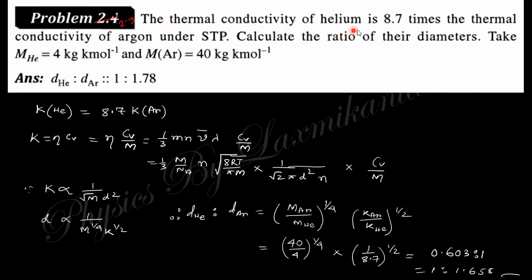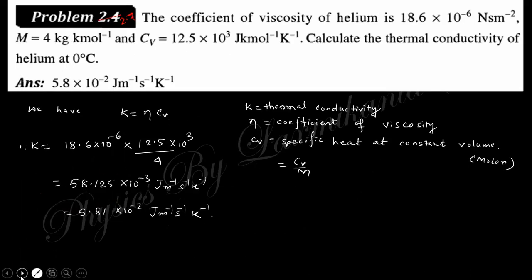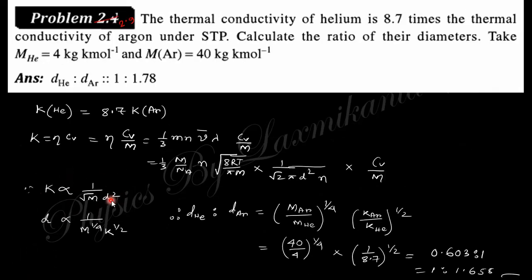The thermal conductivity of helium is 8.7 times the thermal conductivity of argon. Calculate the ratio of their diameters. The mass is given. You can see here, k is nothing but root m by d square. The same variation is taken here also.